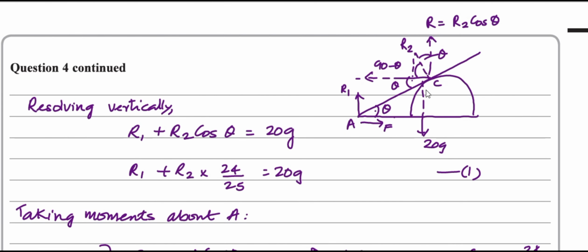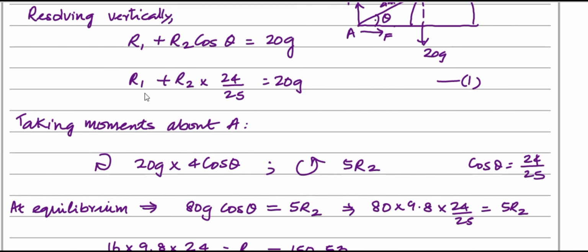From the diagram, you can see that if the center of gravity moves closer to A, then this distance of 4 meters will decrease. It might become 3.5 meters or 3 meters. And in that case, if you look at this equation here, 20g times 4 cos theta is the one which is connecting to the reaction force at C. See, 80g times cos theta is equal to 5R2.